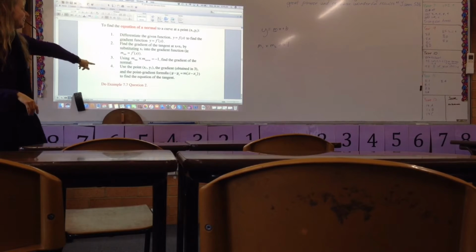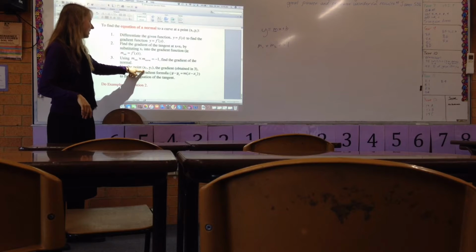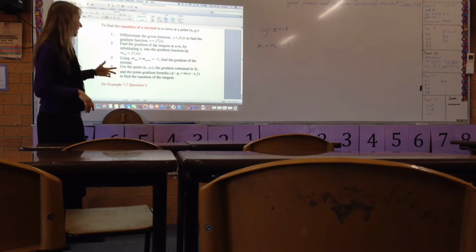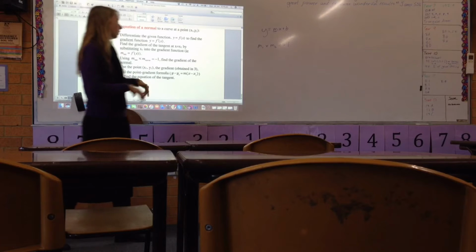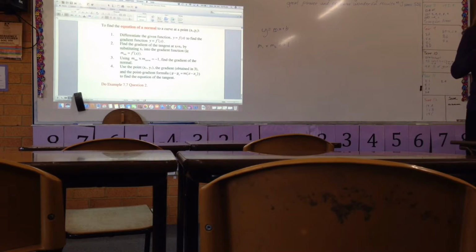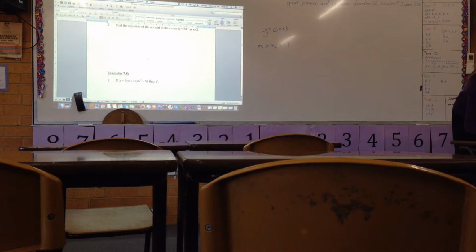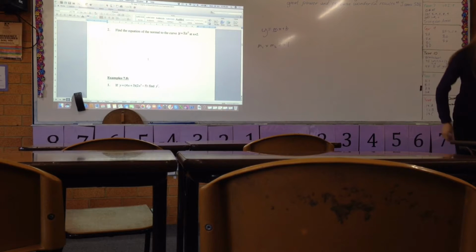Now we're going to use the point x1, y1 and the gradient that we found in step 3 and the point gradient formula. So, almost identical, it just has one extra step. Let's do one. Come back to our notes here, and let's do it.